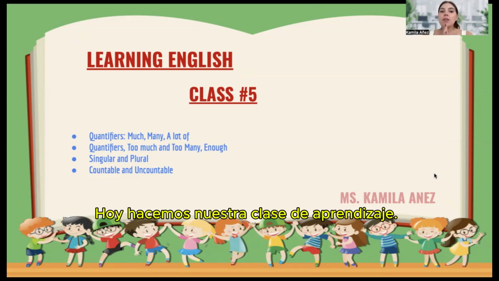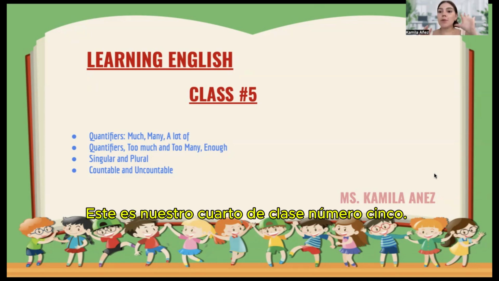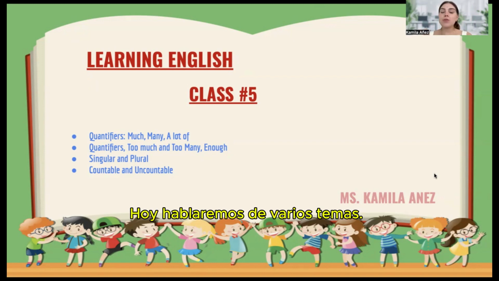Today we are doing our learning class. This is our class number 5. Today we are going to talk about different topics. In this case, we have 4 topics. We are going to talk about quantifiers.